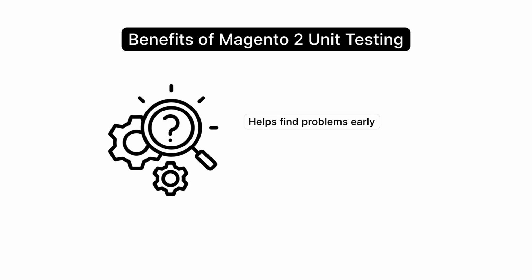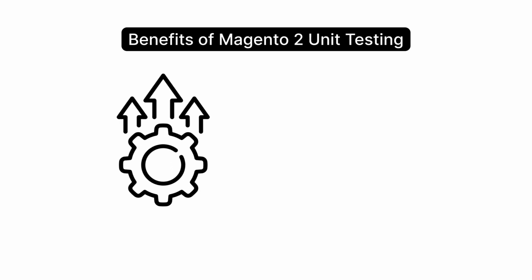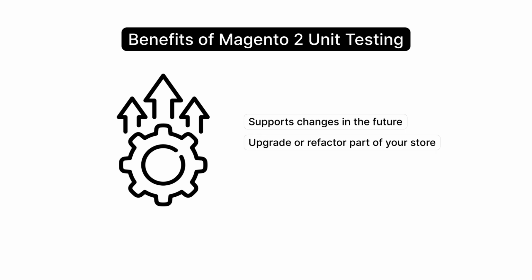Now, let's talk about the benefits of Magento 2 unit testing. First, it helps find problems early, which is crucial for avoiding big headaches down the road. You don't want to discover a significant issue just before launching an update, right? Another advantage is that unit testing supports changes in the future. If you need to upgrade or refactor part of your store, unit tests ensure that everything still works as expected after the changes.